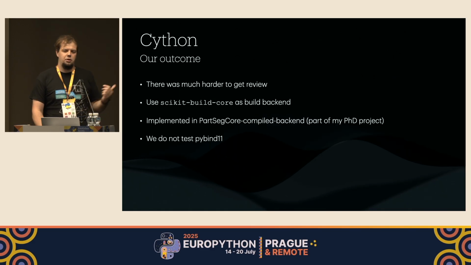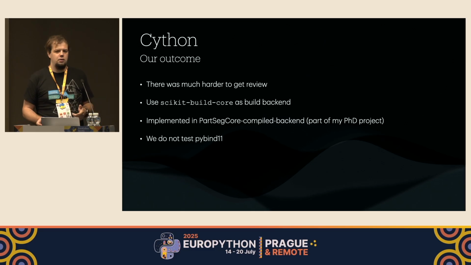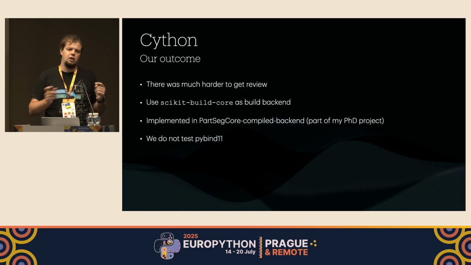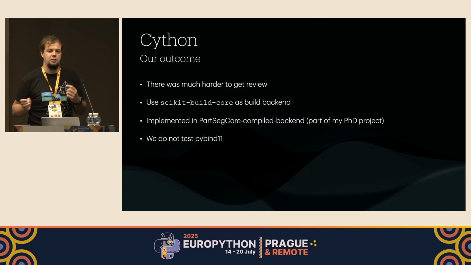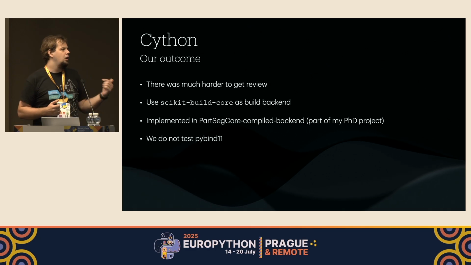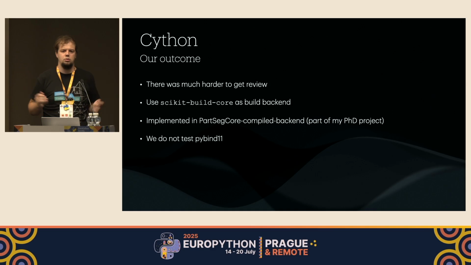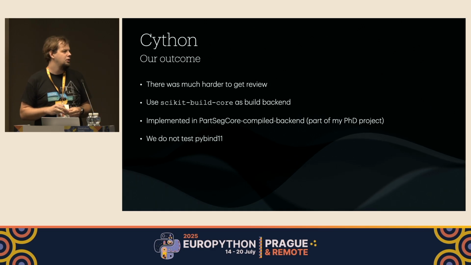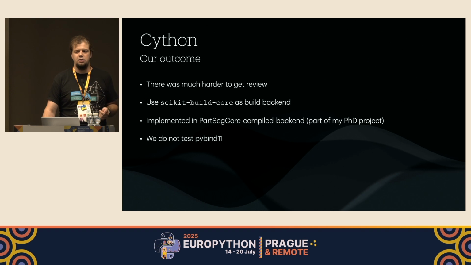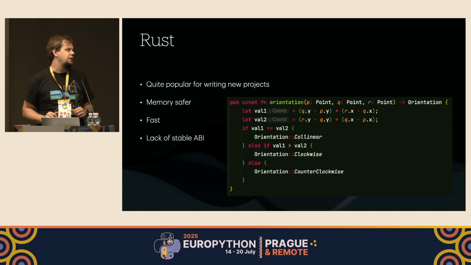So our outcome, when we try to Cythonize, it is harder to get a review. Fewer people know Cython and C++ than Python. We use scikit-build-core as a backend. If someone would like to see it, it's in the PartSeg compiled backend. It's part of my PhD project. And we did not test pybind11, so it might be even faster.